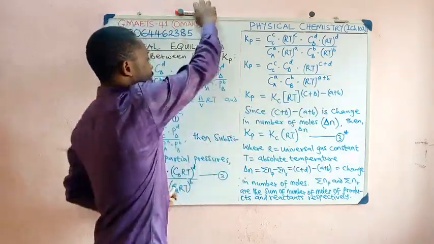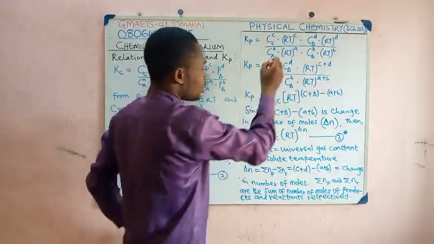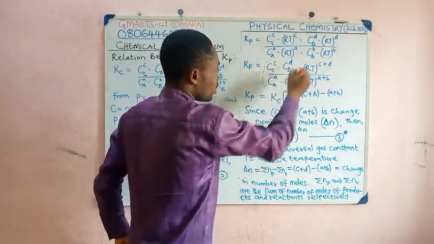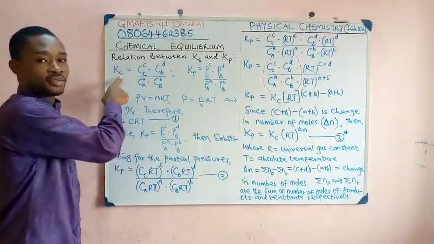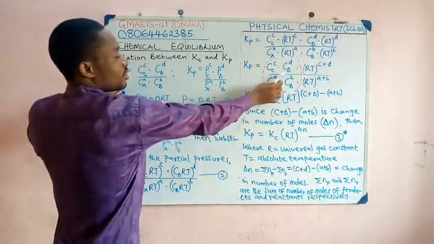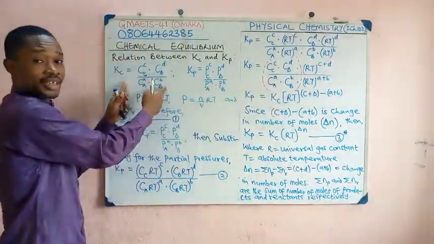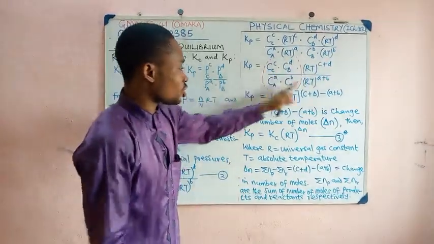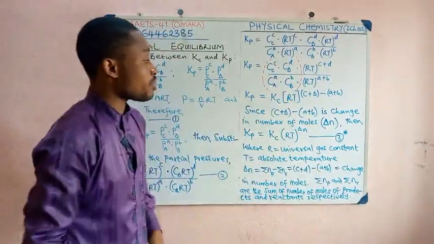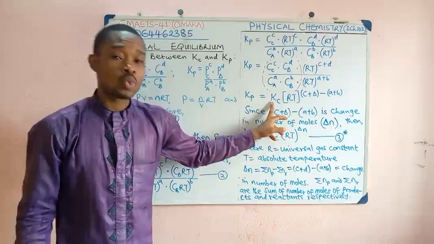Doing that, you will notice something here. Look at this term. This term here is equal to Kc. You can see that, right? Is equal to what? Kc. Therefore, in place of this term that I've just tried to dot in brackets using the red marker, we can now replace it with what?